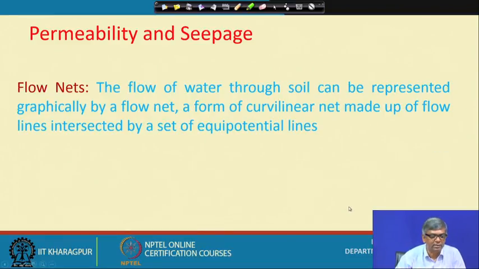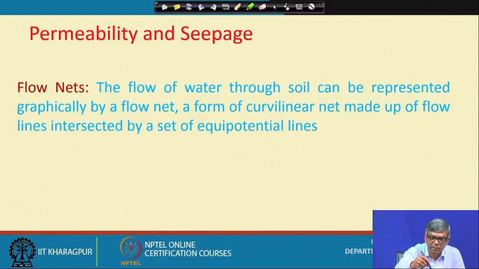Now, flow nets, as I have already mentioned, are a number of equipotential lines and flow lines combined. When we draw them in a particular pattern, following a particular law, that is actually a flow net. The flow of water through soil can be represented graphically by a flow net, a form of curvilinear net made up of flow lines intersected by a set of equipotential lines.